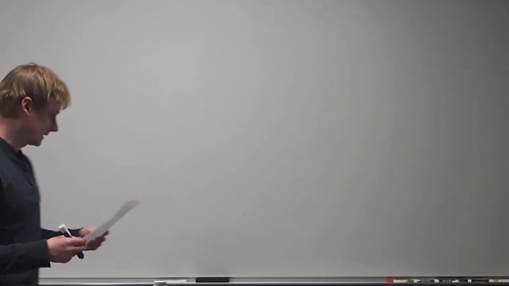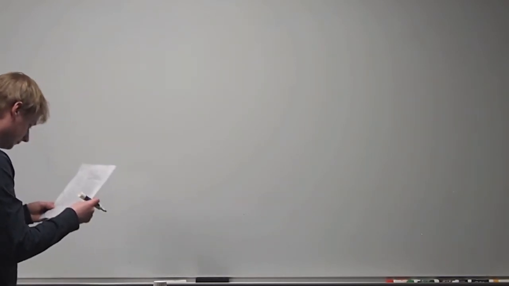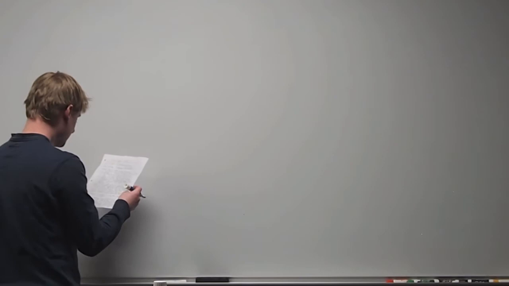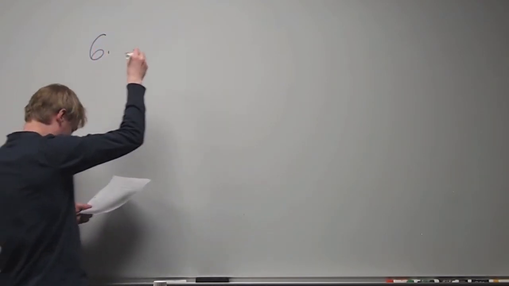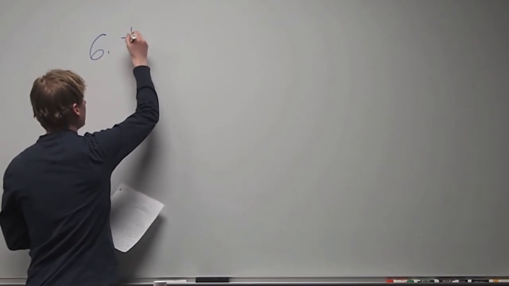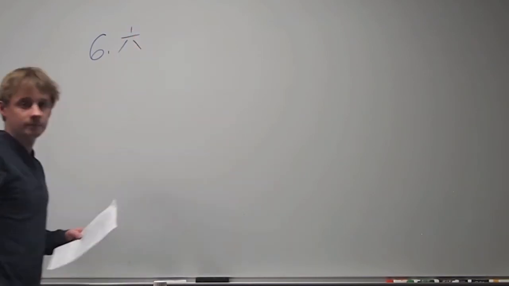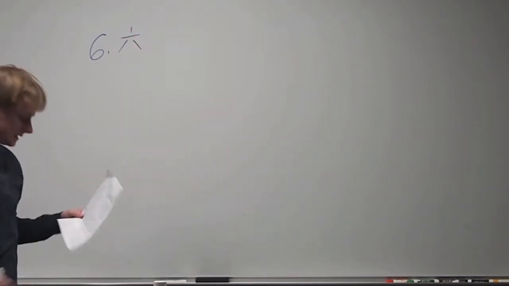Okay, so you remember we went over 1, 2, 3, 4, and 5. So now we're going to go over 6. Okay? So 6, kanji number 6 is written like that. That is how 6 is.